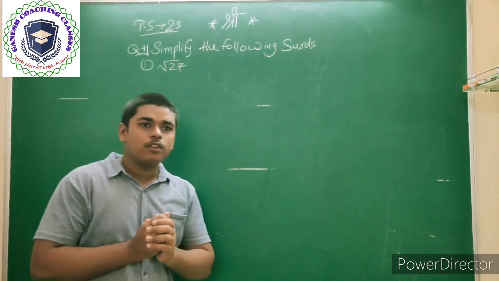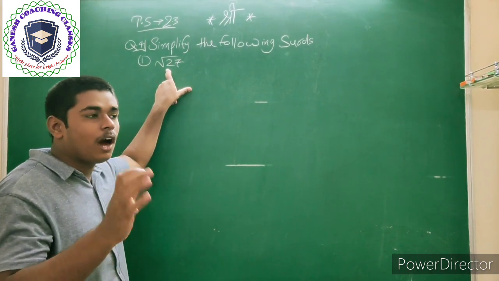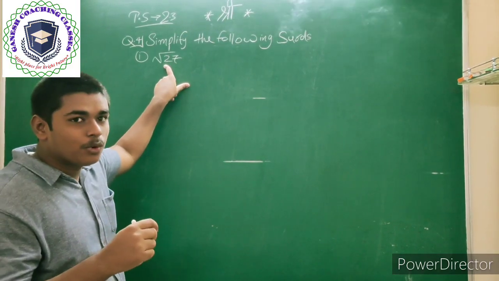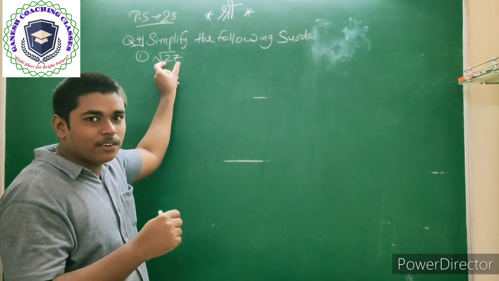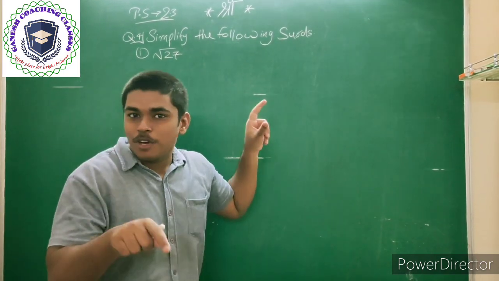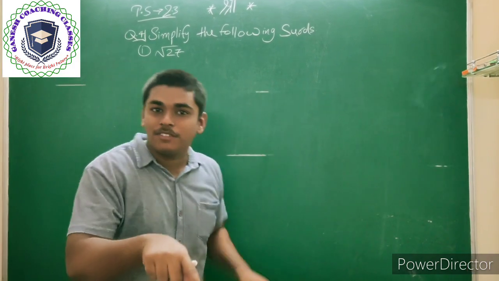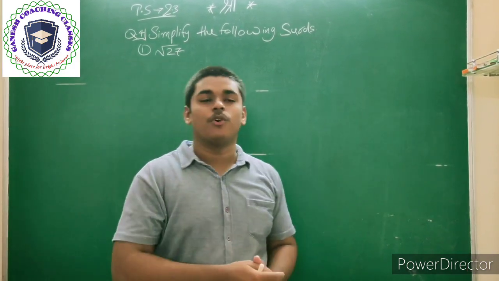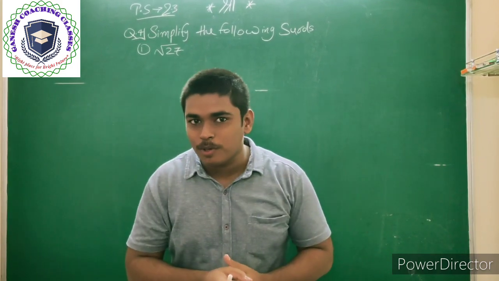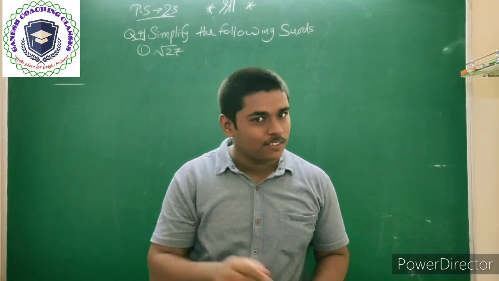First of all, we have to understand how we simplify these surds. We have to convert the radicand, the number present under the root sign, into factors which have a predefined root. So what are the factors of 27? 9 threes are 27, and we know that the root of 9 is predefined, that is 3.